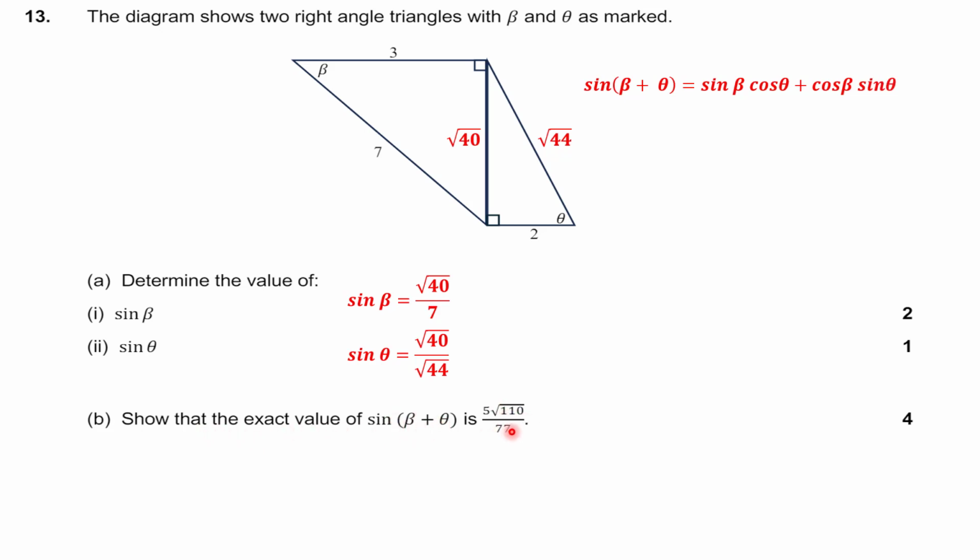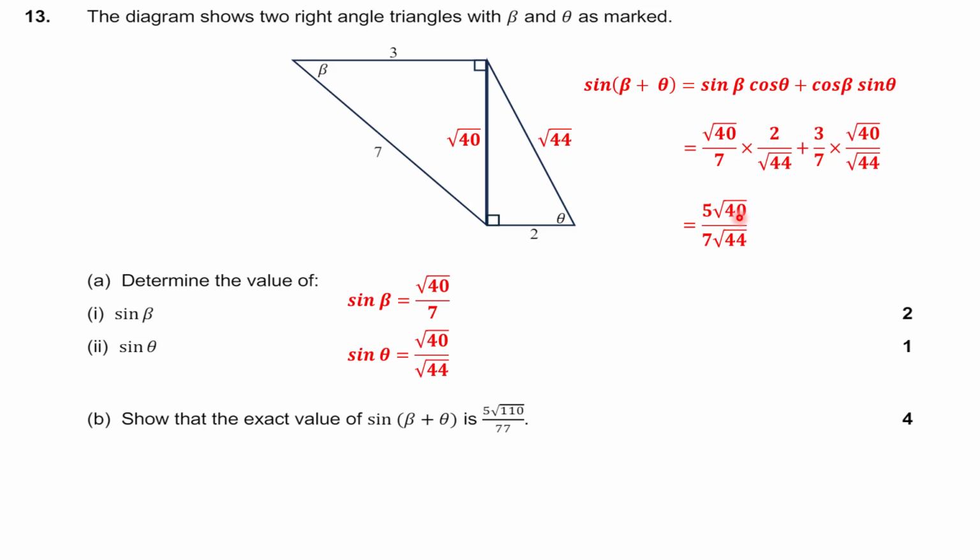Now the second part of the question says we want to show the exact value of this is equal to this fraction. So we have to expand this out. Sine bracket beta plus theta is sine beta cosine theta plus cosine beta sine theta. Now we have to be careful when we plug the exact values in. We've got two of them here. We can put the other ones in from the triangles that we see here, and we get that. So we now have got to simplify all of the top and all of the bottom. So we're going to have 2 root 40 plus 3 root 40. That's 5 root 40. This denominator is the same, 7 root 44, 7 root 44. So it's going to be 5 root 40 over 7 root 44.